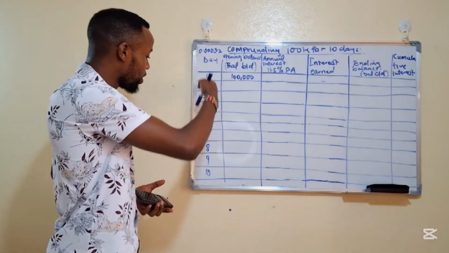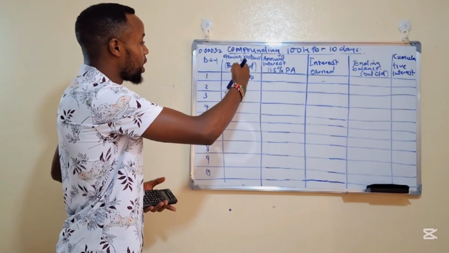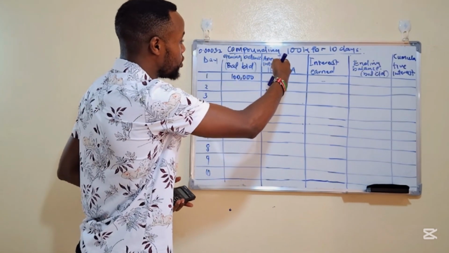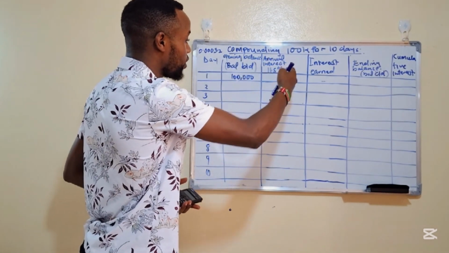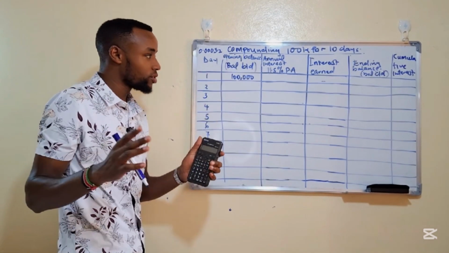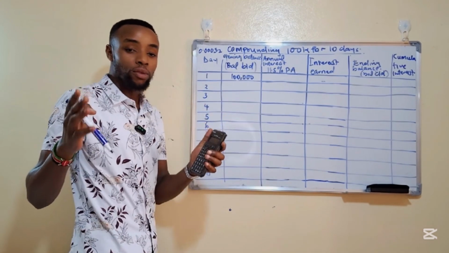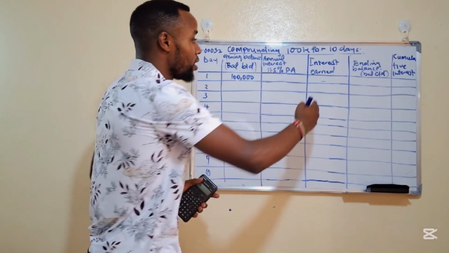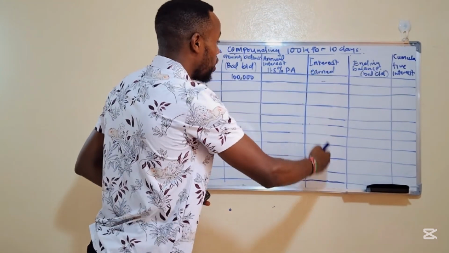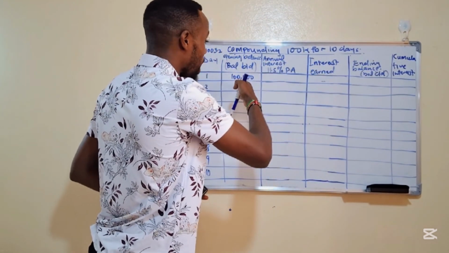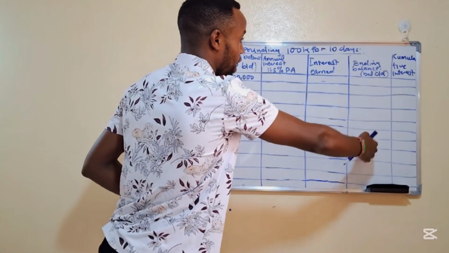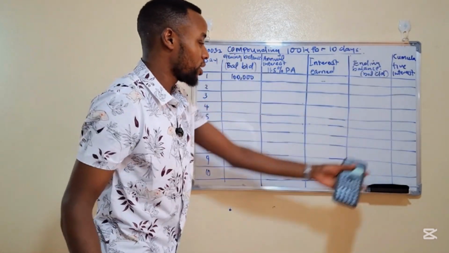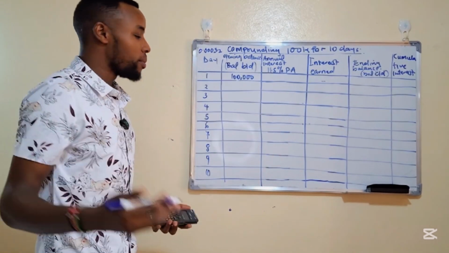Now we have days on this column. We have opening balance or balance brought down on this column. We have annual interest on this column, that is 11.5% per annum. So to get the interest of the day, we are going to divide this by 365. Then we have the interest earned. Of course, this is interest of the opening balance. And then we have the ending balance and the cumulative interest. If we have time, then we are going to get the cumulative interest to see how much interest we have.